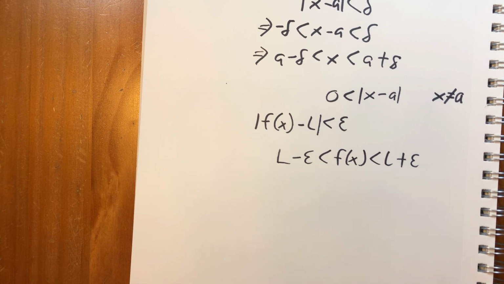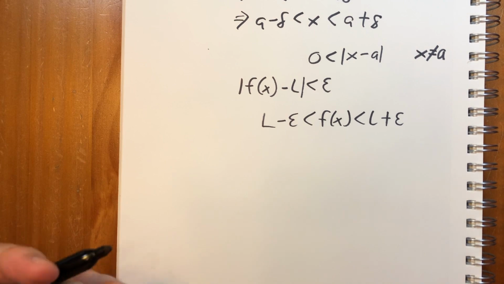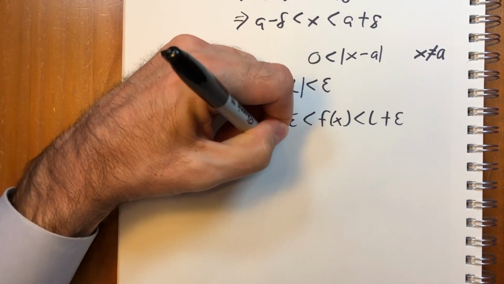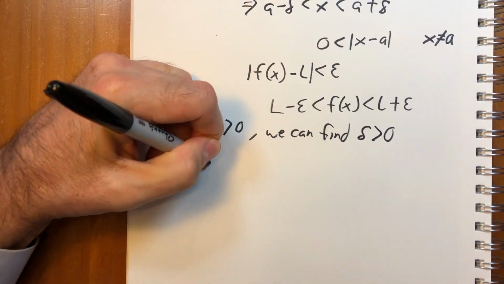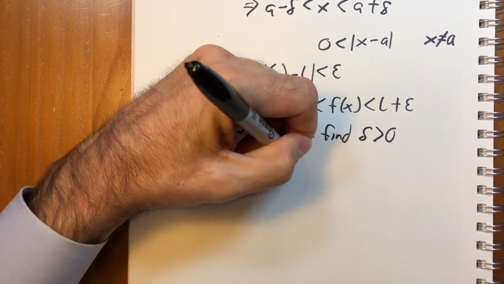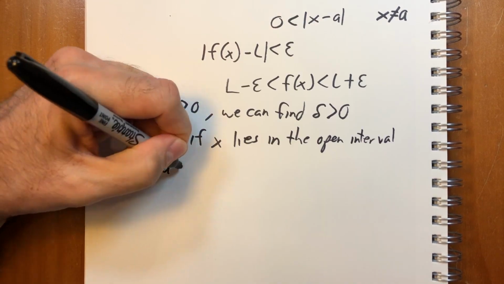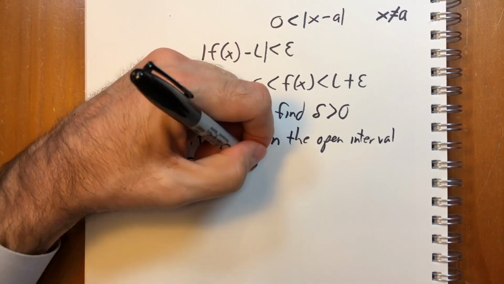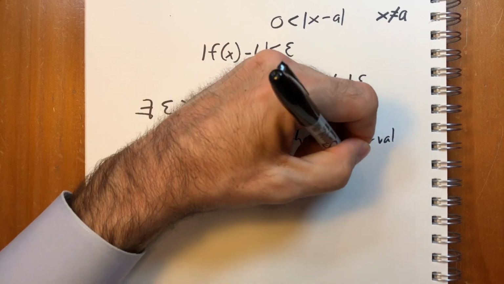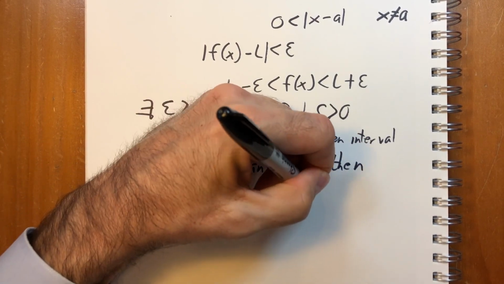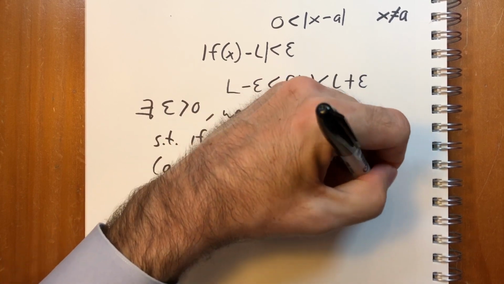the limit of f(x) as x approaches A equals L means that for every epsilon greater than 0, no matter how small epsilon is, we can find a delta greater than 0 such that if x lies in the open interval (A minus delta, A plus delta), but x does not equal A, then f(x) lies in the open interval (L minus epsilon, L plus epsilon).